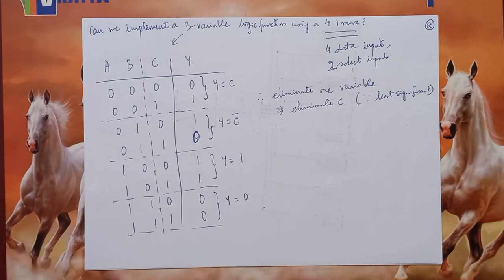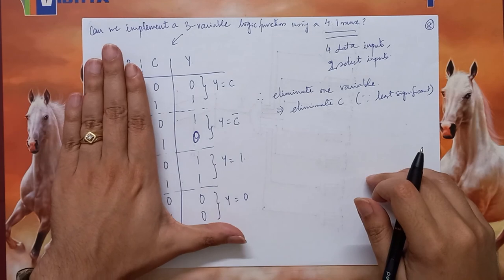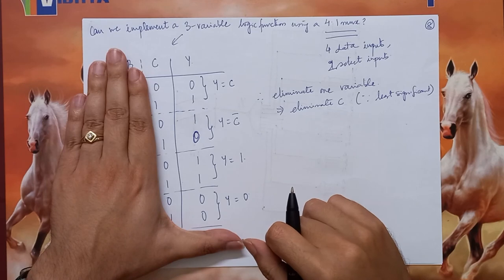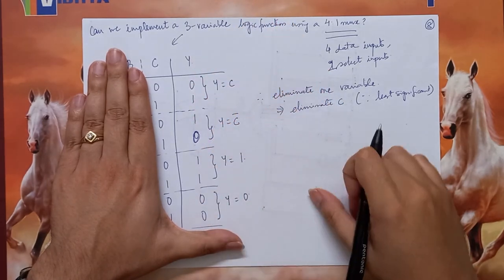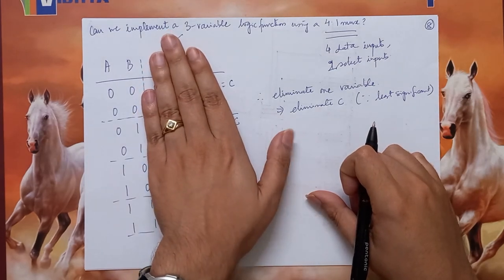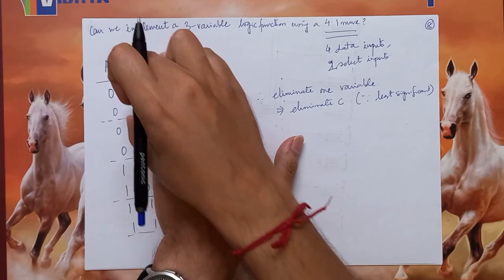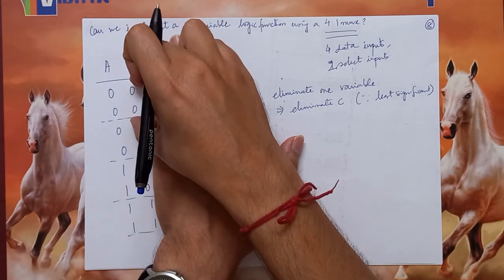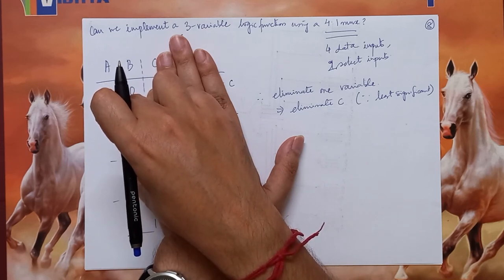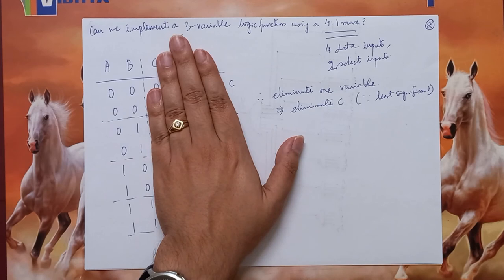Now, what have we achieved over here? We did establish a relationship between y and c by ignoring a and b by dividing into each period. Now look at a and b and cover c. What we are saying is that for each period, a and b are the same. For the first period, a and b are always 0. For the second period, a and b are 0 and 1. For the third period, A and B are both 1 and 0. And for the fourth period, A and B are both 1 and 1.